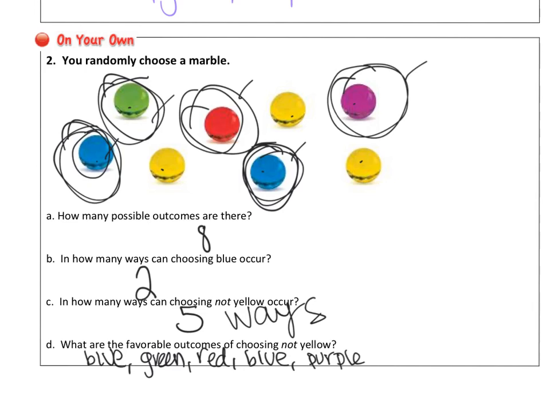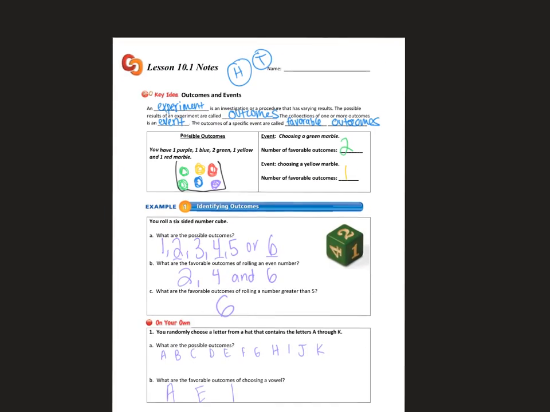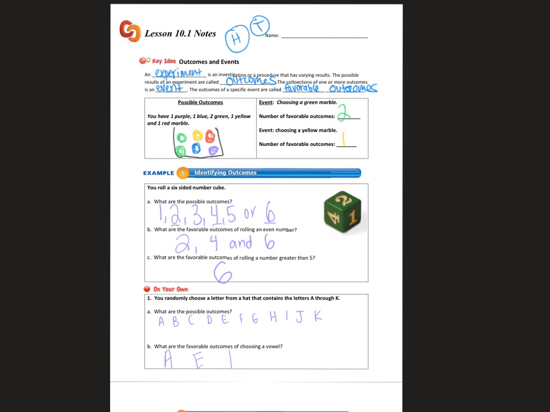If I had to guess where some students might get stuck here, it's thinking that they do not have to list off the blue twice. But since we have 5 different ways of choosing not yellow, we have to list off each of the times we see those blue marbles because they are both not yellow. So this just gets us started into our probability unit, understanding the difference between outcomes, favorable outcomes, and events. This is all based off of an experiment.